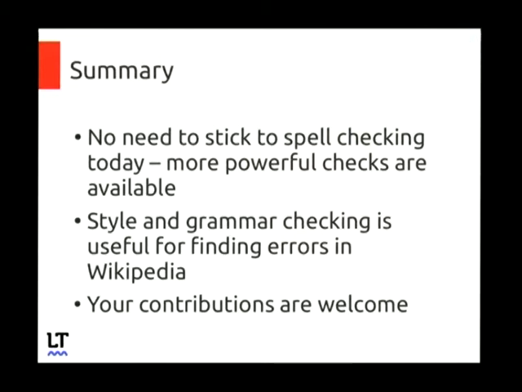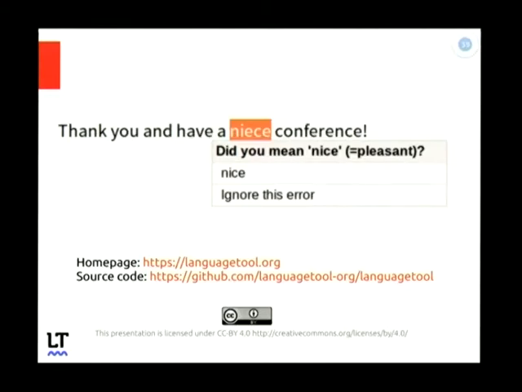So, as a summary, I think today we shouldn't stick to simple spell checking that totally ignores context. We have more powerful checks available today, and I suggest you use them, either as a user or as a developer. And I hope that our style and grammar checking of Wikipedia is kind of a proof that this technology can be useful, despite the number of false alarms. And of course, your contributions are very welcome. You can talk to me after the talk. And that's it from me. Have a nice conference.